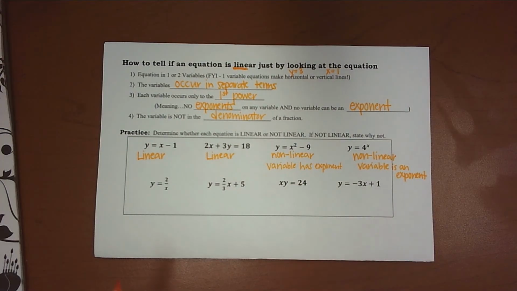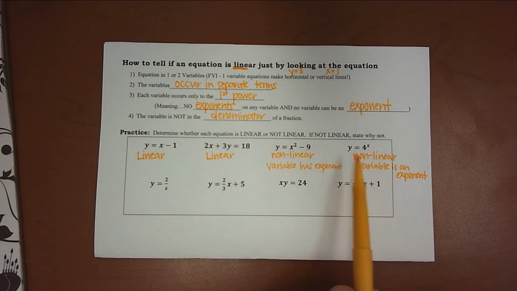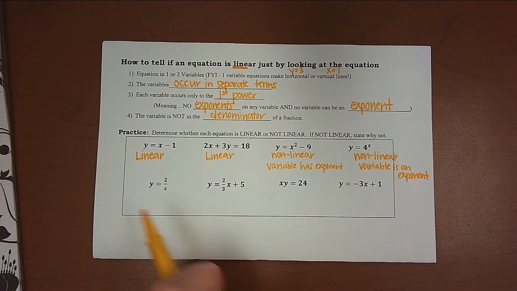So if we're following directions, we're determining linear or nonlinear, and if it's nonlinear, we're stating why it's not. So make sure that you're getting these reasons down in your notes. At this point, I would challenge you to pause the video and try these last four on your own, and then come back and see how you did.